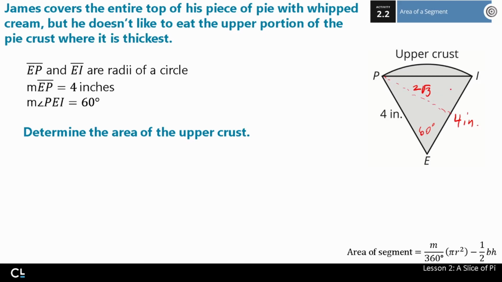And now I'm not saying we all have to remember or know how we got that. What we need to know is, hey, my height here, h, is 2 radical 3. My base is going to be 4.